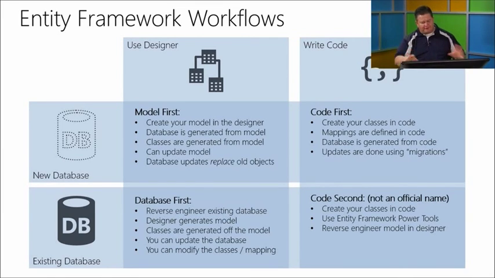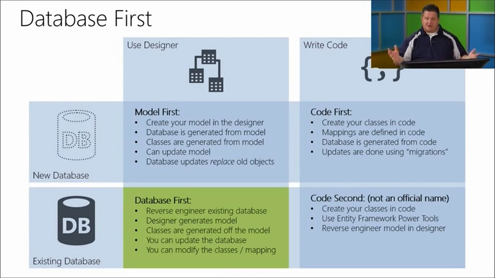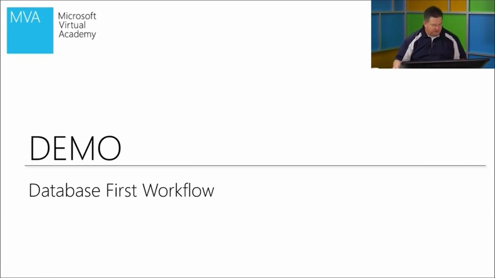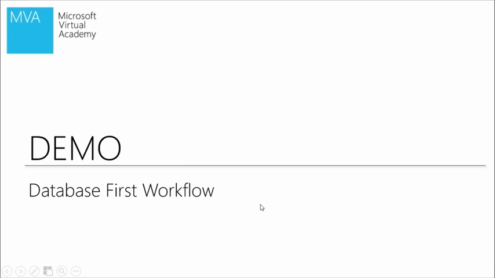So those are sort of the four models that you have. And I would say in general, probably the most popular are either database first or code first. So I'm going to first come in here and take a look at database first. Remember I had that positions database, and so I basically want to go in and build an entity model on top of that I can go use. So with that said, let me jump over and do a demo of a database first workflow.